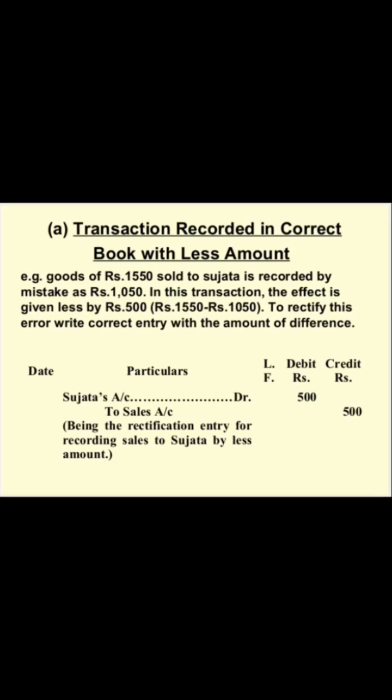To rectify this error, write correct entry with the amount of difference. That means we have to debit Sujata account by rupees 500. So the correct entry would be, or we may say the rectification entry would be, Sujata account debit to sales account with rupees 500.